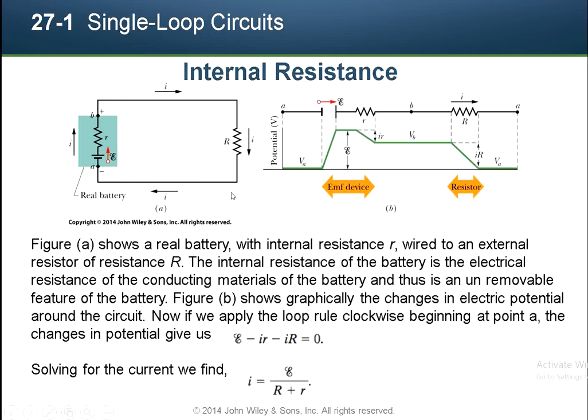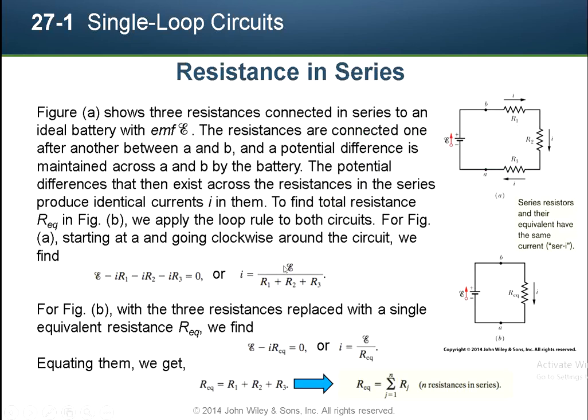Now, internal resistance. If you take any circuit, this is the external resistance, and this one is the internal resistance due to the battery or the EMF device. Therefore, the current I is equal to epsilon divided by R plus r. Here epsilon is V, R is the external resistance, and the small r is the internal resistance of the circuit.